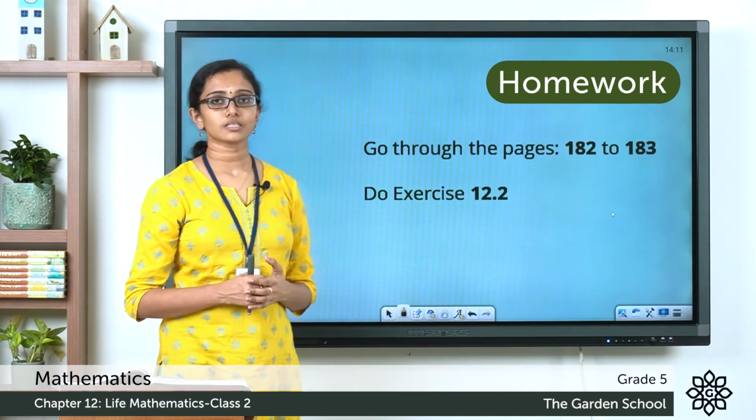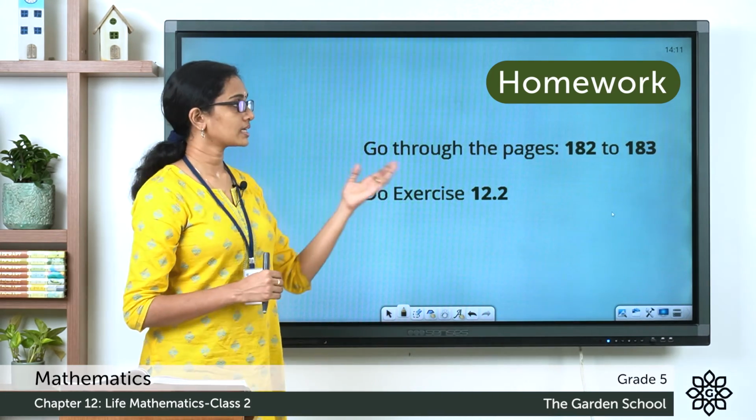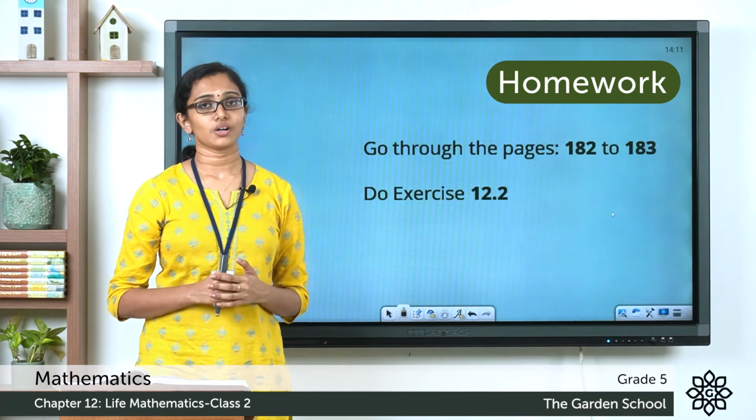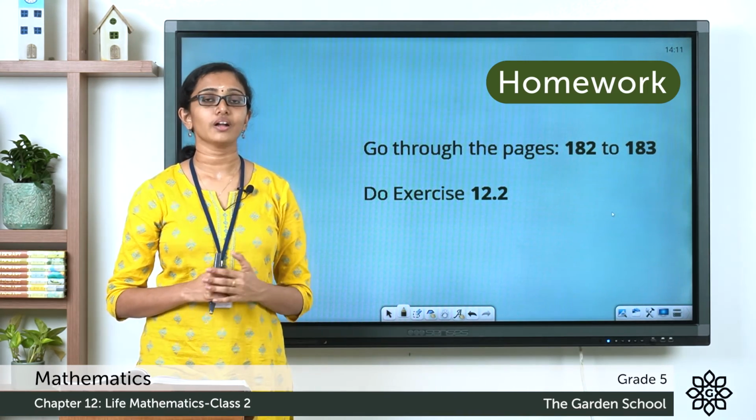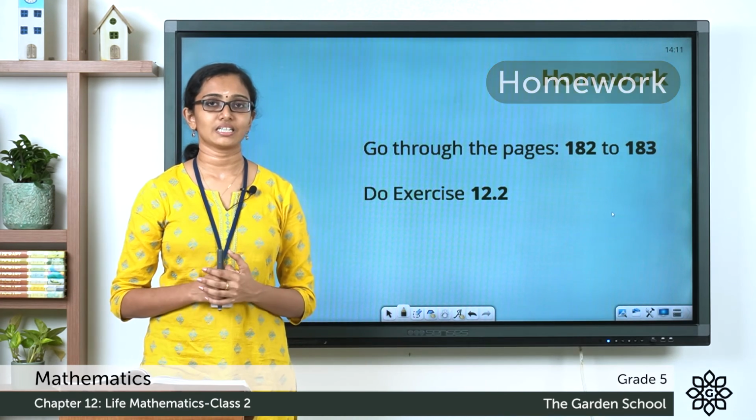We can go through these topics from pages 182 to 183 of your textbook. Then please move on to exercise 12.2 and work out all the questions in your notebook. Once you are done with the questions, you can take a picture and send it to us on Teams.